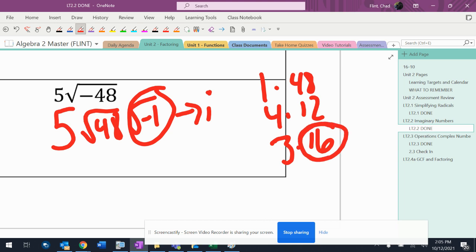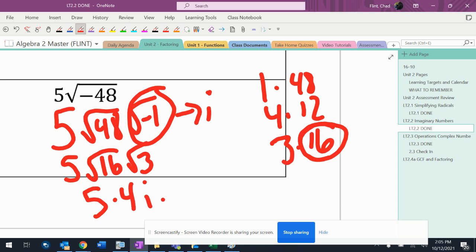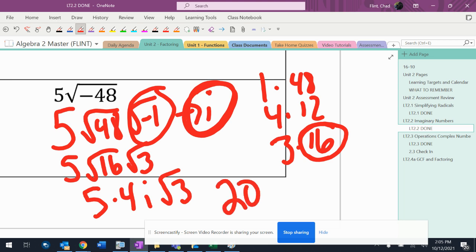That's the biggest perfect square. So this becomes 5 radical 16, radical 3. Radical 16 is 4. The square root of 16 is 4. So it's 5 times 4, i, radical 3. Don't forget that i. I keep saying that because I sometimes forget it, because I write it like that at the beginning. 5 times 4 is 20. So this should be 20i radical 3.